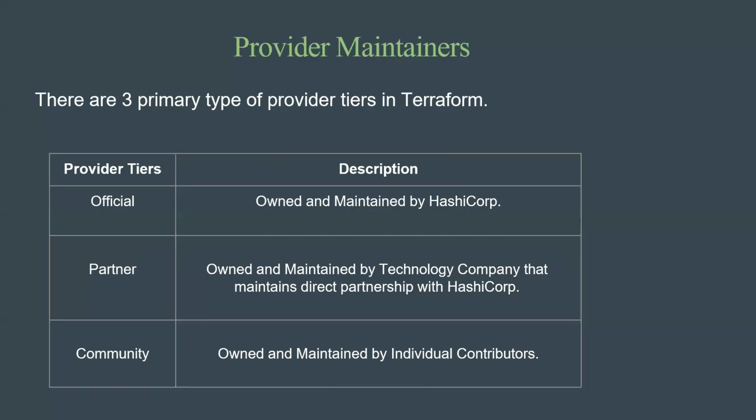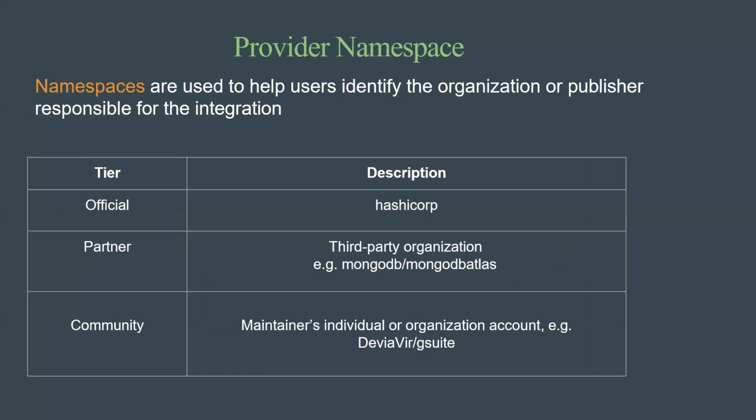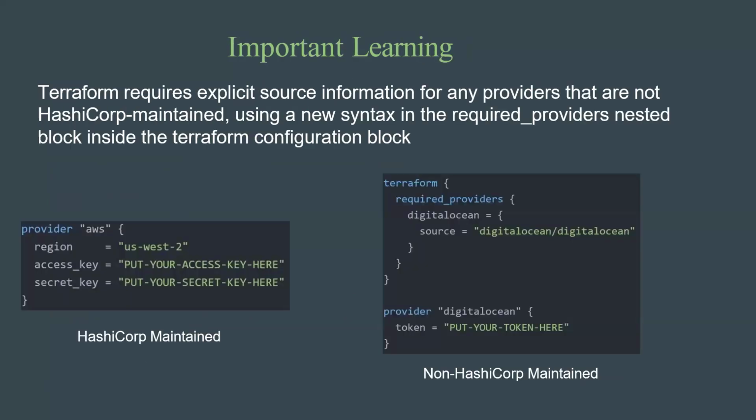There are three primary types of providers, three tiers in Terraform: official providers, partners, and communities. Provider namespaces are used to help the user identify the organizations and publishers responsible for the integration. Important learning: Terraform requires explicit source information for any providers that are not HashiCorp maintained, using a new syntax in the required_providers nested block inside the Terraform configuration block. So for non-HashiCorp maintained providers, we need to provide the source.